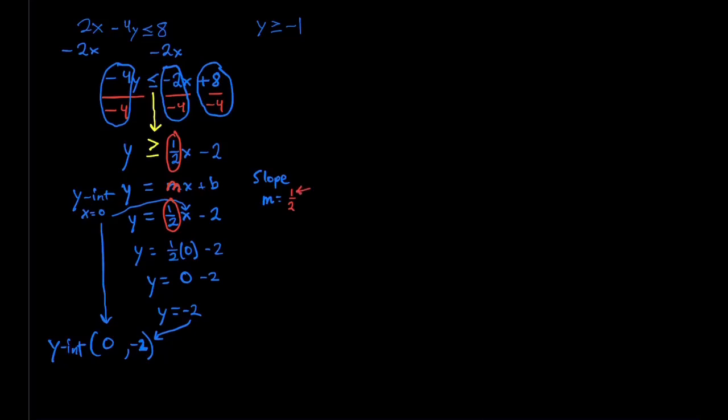In the top, the 1 is positive, so that means it goes up 1. In the bottom, the 2 is positive, so that means it goes right 2. If it was negative for either one, it would go the opposite direction. And now, that's everything we need to know to graph this one. We needed the y-intercept and the slope.